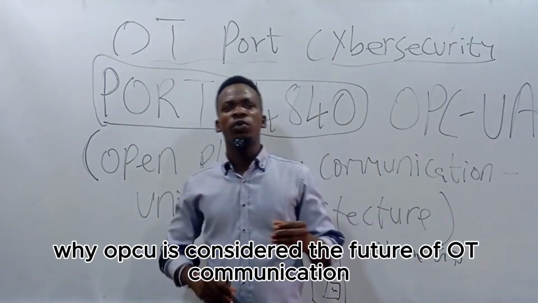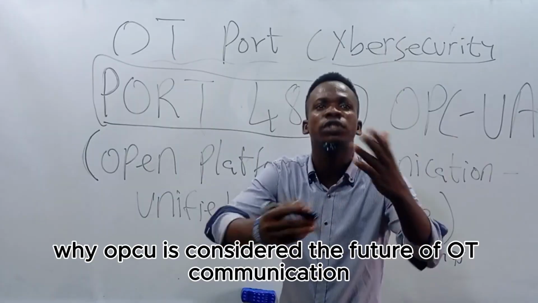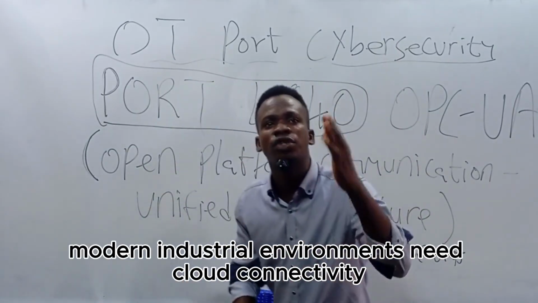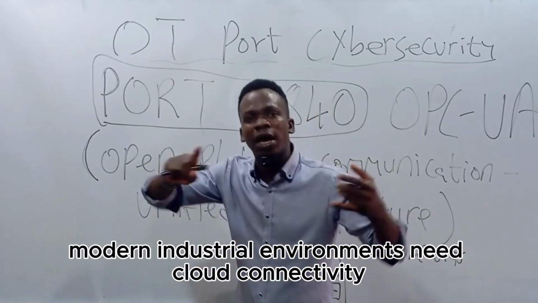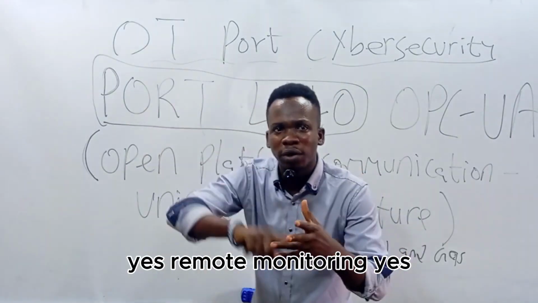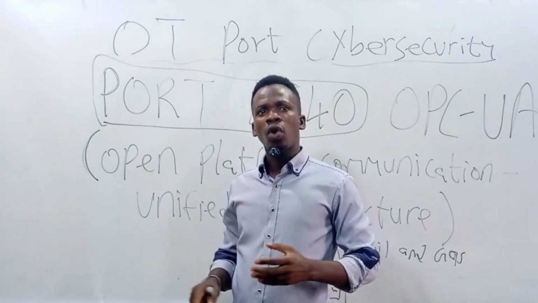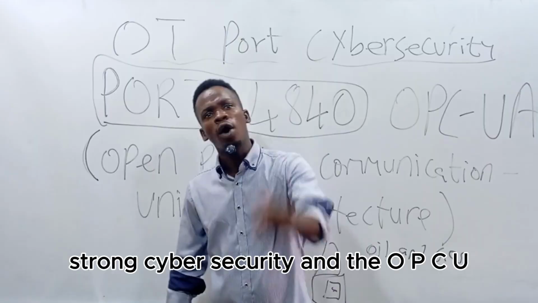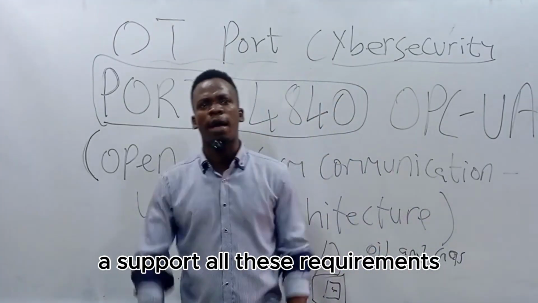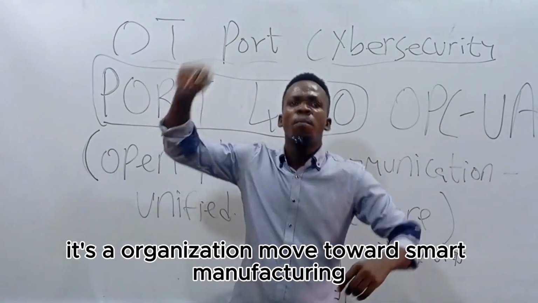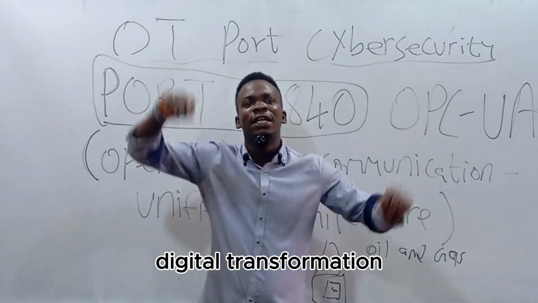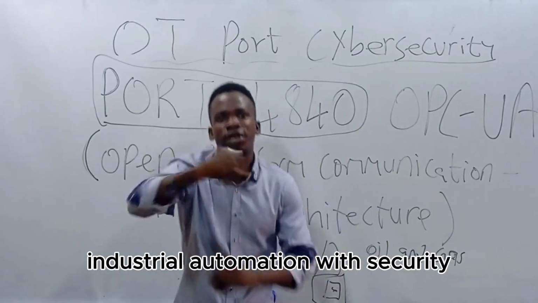So why is OPC UA considered the future of OT, operational technology, communication? Modern industrial environments need cloud connectivity, remote monitoring, cross-vendor communication, and strong cybersecurity, and OPC UA supports all these requirements. It helps organizations move toward smart manufacturing, digital transformation, and industrial automation with security.